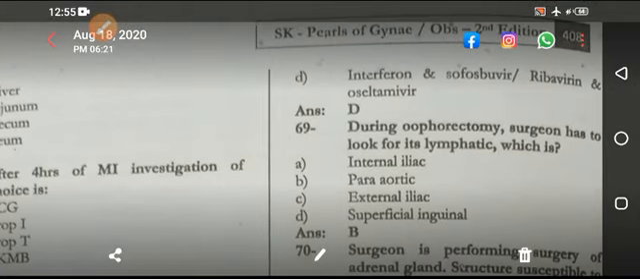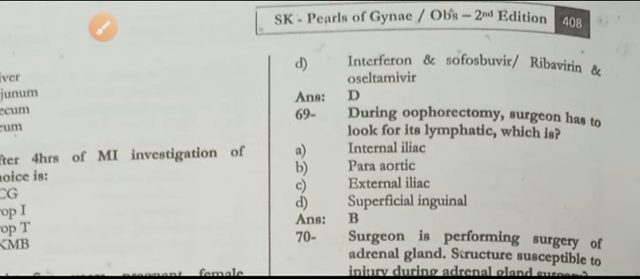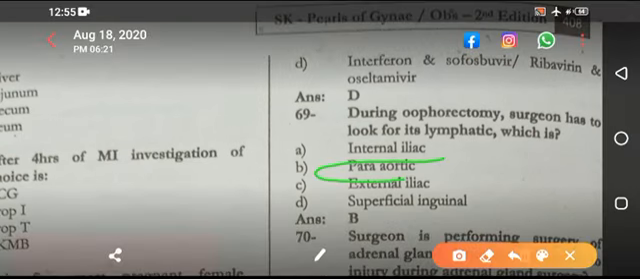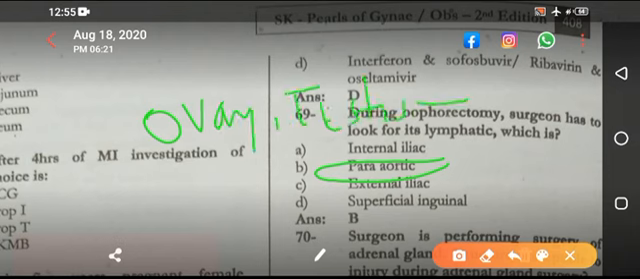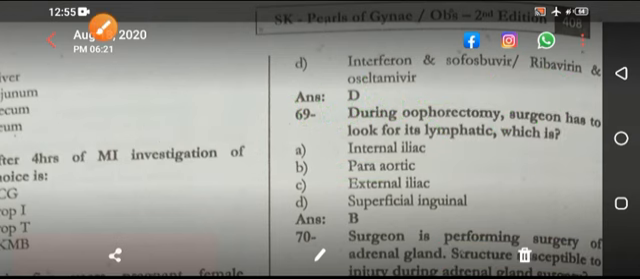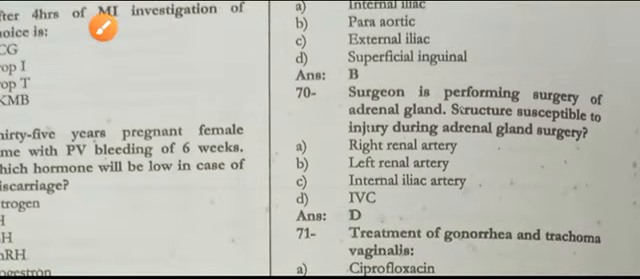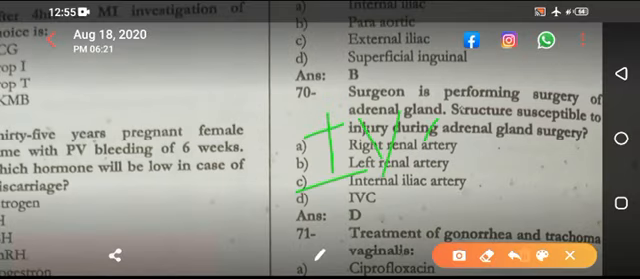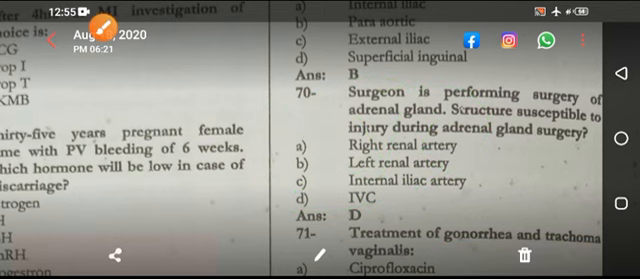Coming next, during oophorectomy, the surgeon has to look for its lymphatics, and they drain into the para-aortic nodes. So for the ovary and the testes, think about T10 dermatome for the pain, T10 sympathetic, and think about para-aortic lymph nodes for the drainage. Coming next, there's another scenario. A surgeon was performing surgery on the adrenal gland. A patient died of shock. The structure that is damaged is IVC.